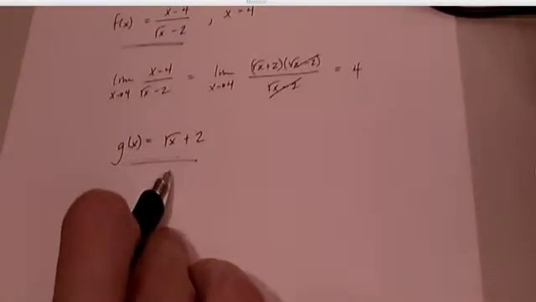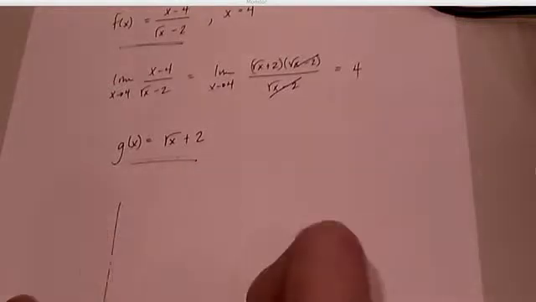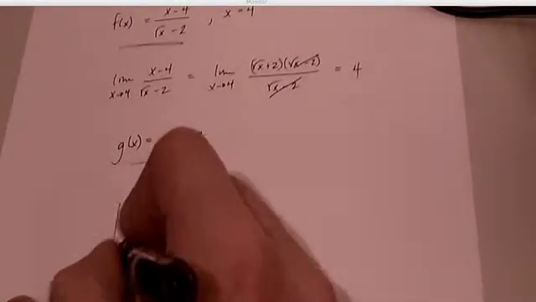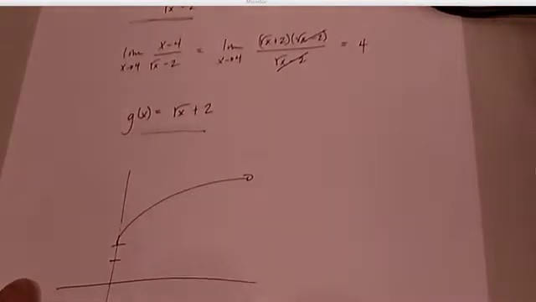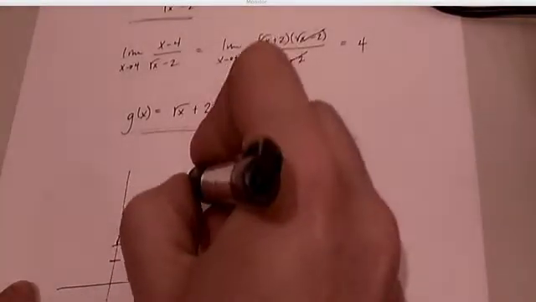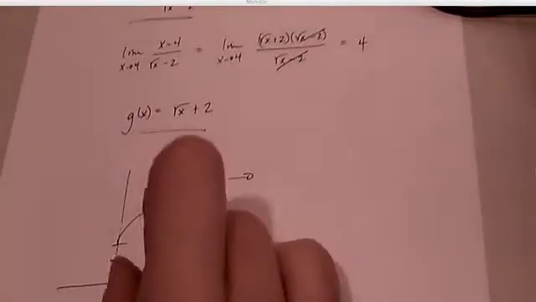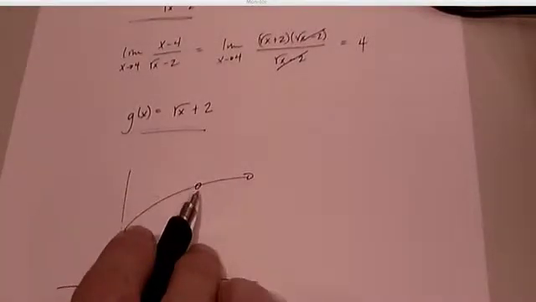And you remember what this looks like, right? All that is the radical function moved up 2, and so it's, you know, that, right? So that's g of x. In order for it to be f of x, you would just have to add a little hole right there at x equals 4. So the difference between f of x and g of x is really just that removable discontinuity.